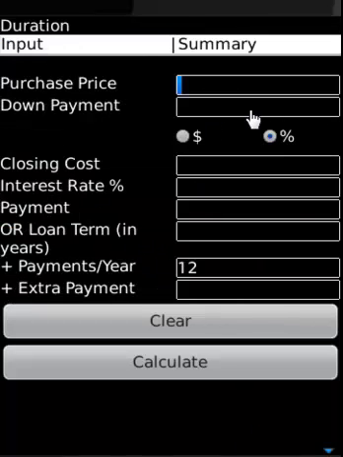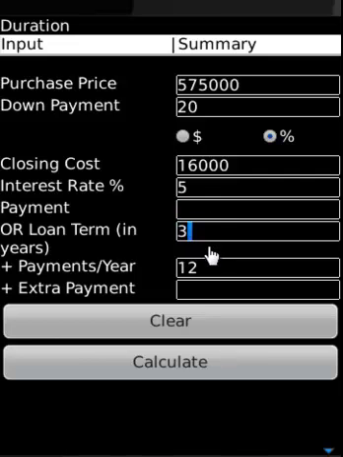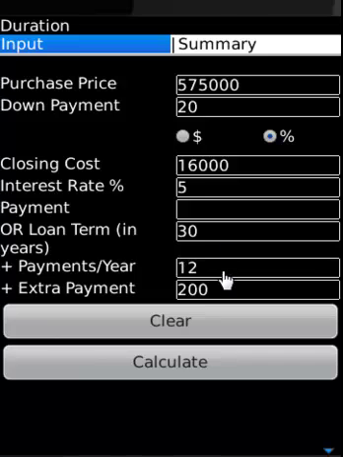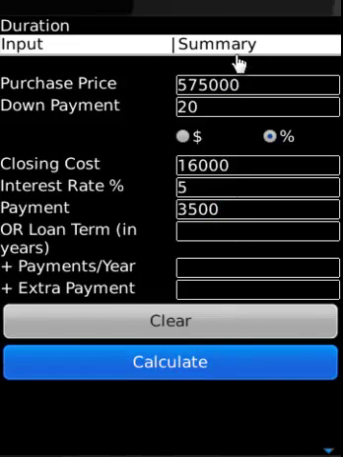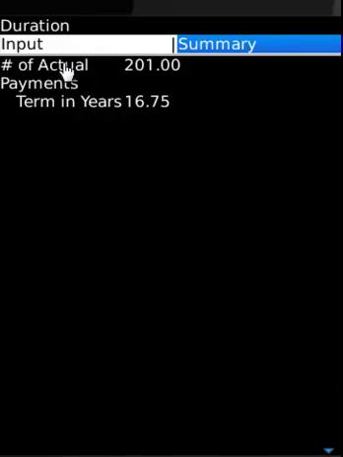Duration. So how long will it take us to pay off the loan? 575,000, down payment is 20%, closing cost is 16,000, say interest rate is 5%, loan term say is 30 years, but we are making some extra payment. So it tells us that the reduction in term is 4.5 years. Now we delete all that, and the loan term is here, payment is 500 per month. And now see, the loan term is this.